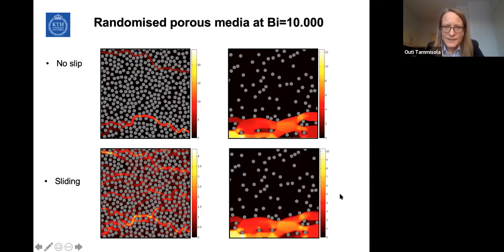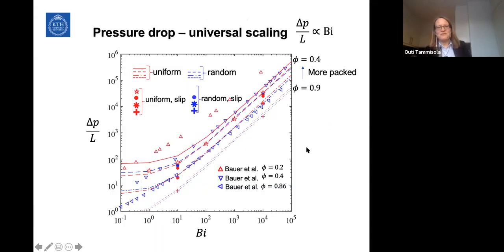Okay. And now I'm showing a very crowded figure here, and it's intentional because I want to show you one particular feature. We have the Bingham number on the horizontal axis and the pressure drop over distance on the vertical axis, and then we have a lot of different results. Here we have results for four different packing ratios or porosities, and we have results for the uniform porous medium, so this periodic case that I showed before, we have these random cases, and we have with slip and without slip. And in addition, we also have introduced some other people's results in 3D, Bauer et al., results for 3 different porosities as well. And they are 3D and our simulations are 2D.